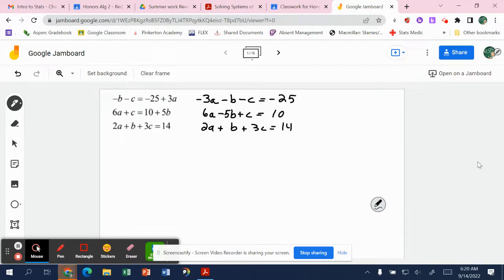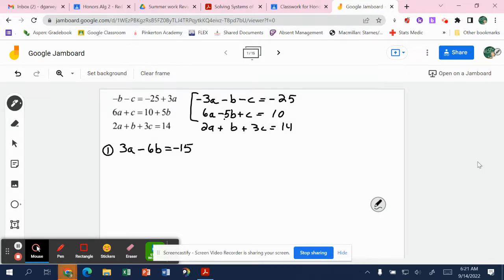Now that I've done that, I can look at it and say, well, I want to eliminate a variable. So I can see very quickly that if I add those two, those c's are going to cancel out. So let's go ahead and add those two. So 6a minus 3a will give me a 3a. 5b minus b will give me a minus 6b. And c minus c, those c's will go out. And negative 25 plus 10 will give me a negative 15. So now I have my first equation that has 2 variables.